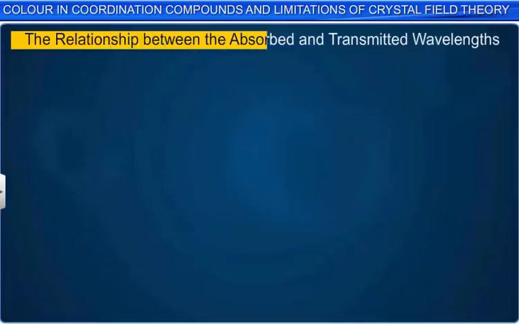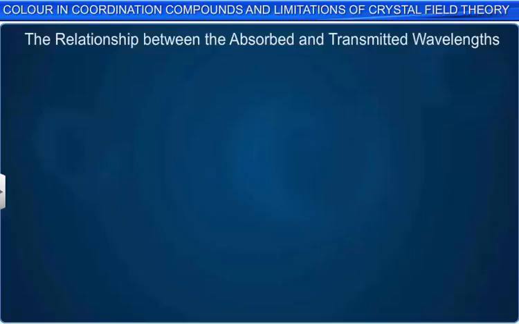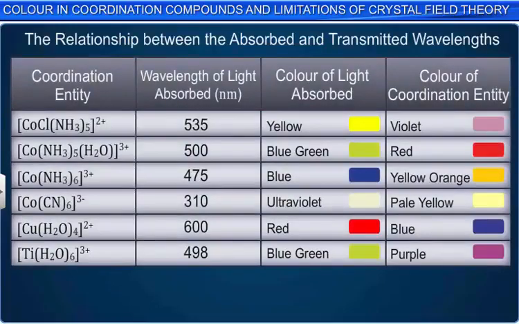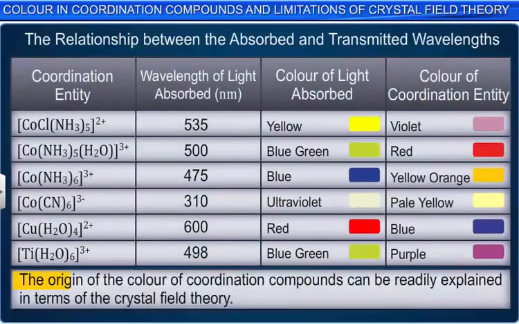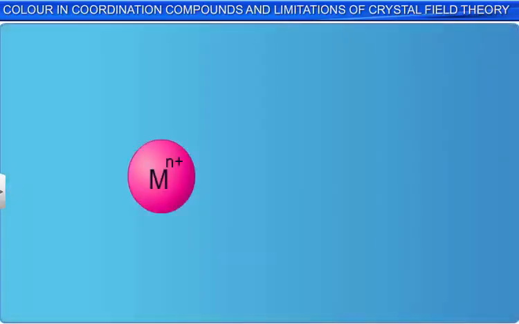The origin of the color of coordination compounds can be readily explained in terms of the crystal field theory. As you have studied in the previous module, when a ligand approaches the metal ion containing unpaired electrons, the 5 degenerate d orbitals separate into 2 distinct energy levels, namely t2g and eg.